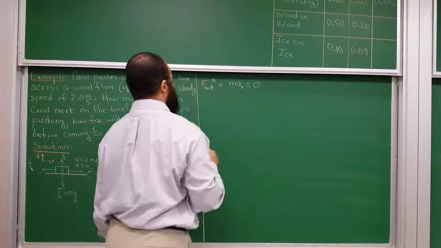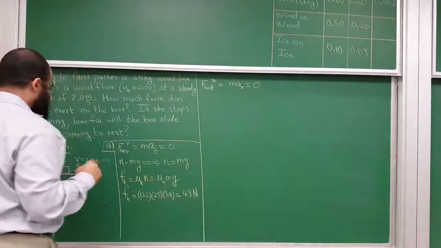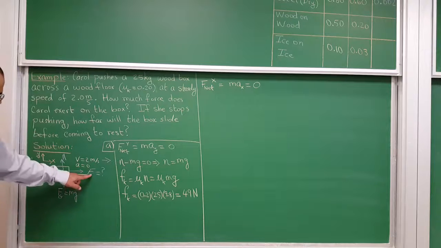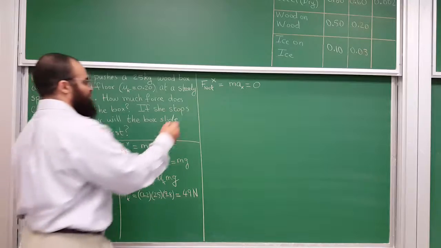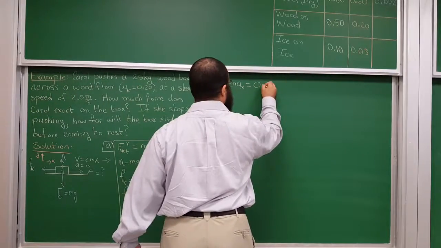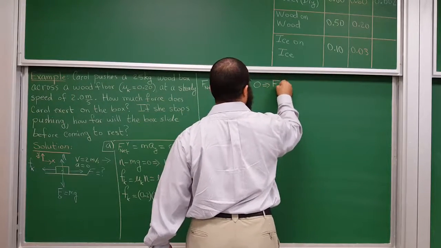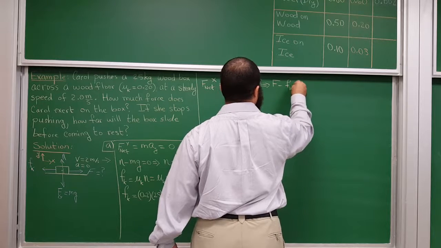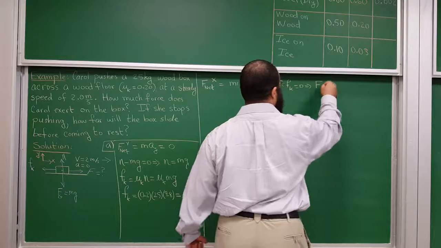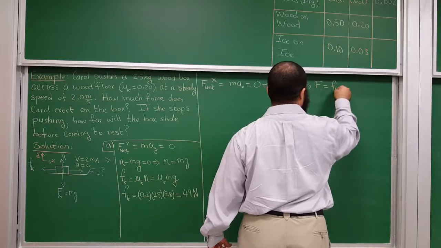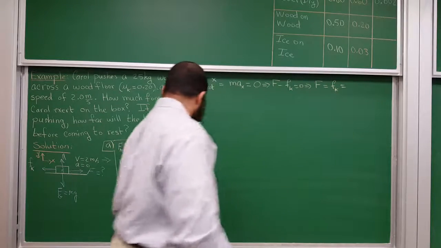The net force in the x direction consists of two forces. This force F, with which Carol is pushing, I'm going to call it just F, positive, because it's to the right. And the force of friction is to the left, so F minus Fk. So it'll be like this: capital F minus Fk will equal 0. That means the force with which Carol is pushing will equal Fk, and the force of kinetic friction is equal to 49.